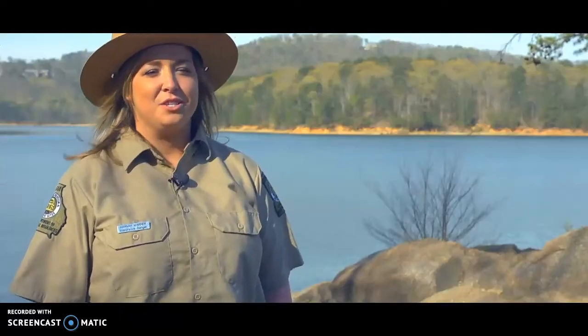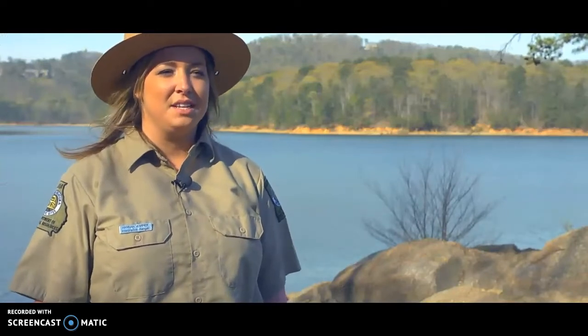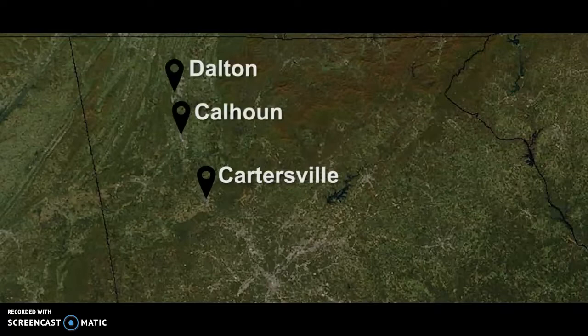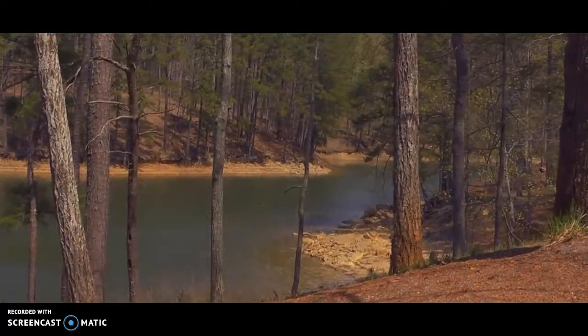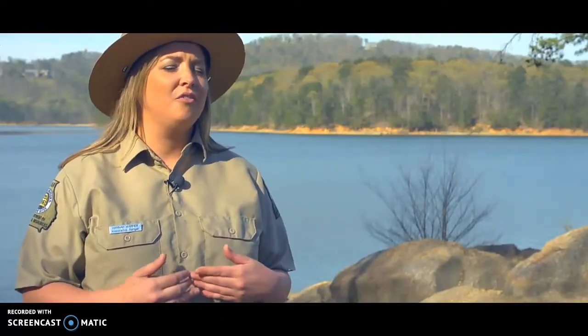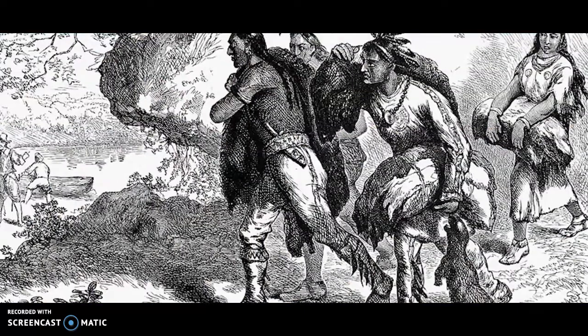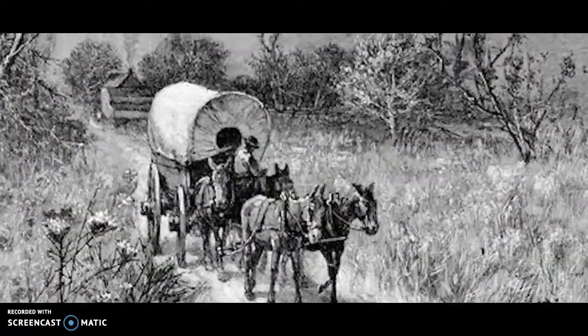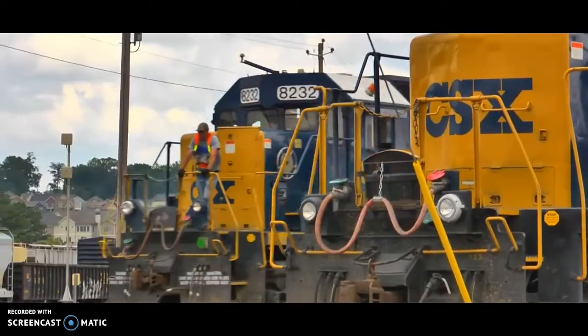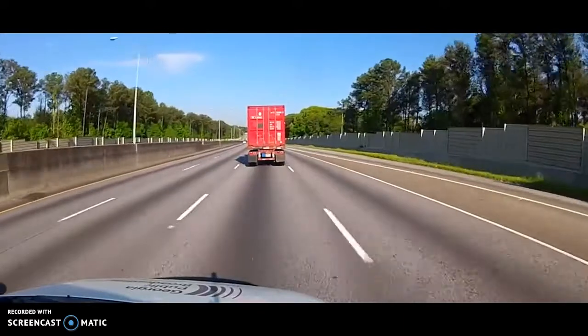The Valley and Ridge region is home to several really important cities. Right now, we're closest to Cartersville. There's also Calhoun in northern Georgia and Dalton. The Valley and Ridge region is very important historically. It served as a very important route of travel for a lot of people through thousands and thousands of years. The Native Americans used it, the early European settlers used it, and we use it now. There are railroads, there are several interstates that pass through it.